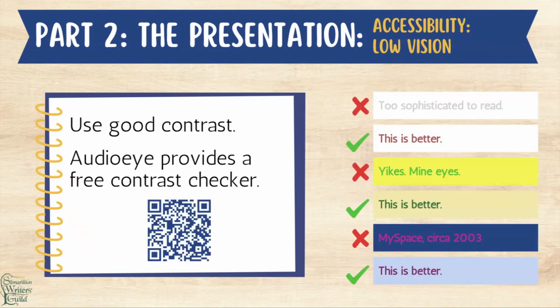So low vision is going to be helped by really good contrast. Audio Eye, the website I mentioned earlier, provides a free contrast checker. If you want to play around with it, that's the QR code that's there. The link is also on the SWG article. And they have a number of accessibility tools in addition to this. So I've put good examples and bad examples over here.